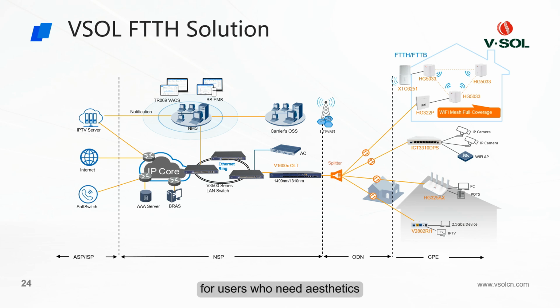For users who need aesthetics, they can choose the HG322P embedded in the wall, paired with the HG5033 router, to fully cover the entire house with Wi-Fi signal and enjoy Internet services no matter where they are.